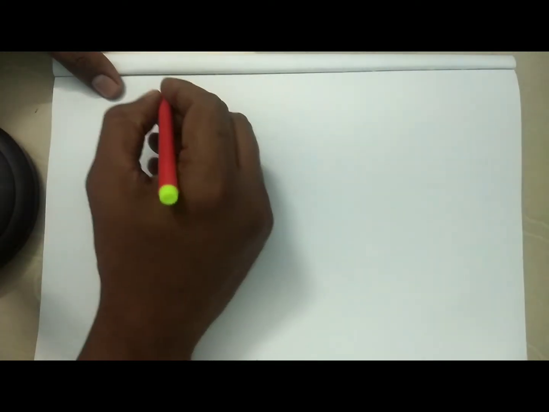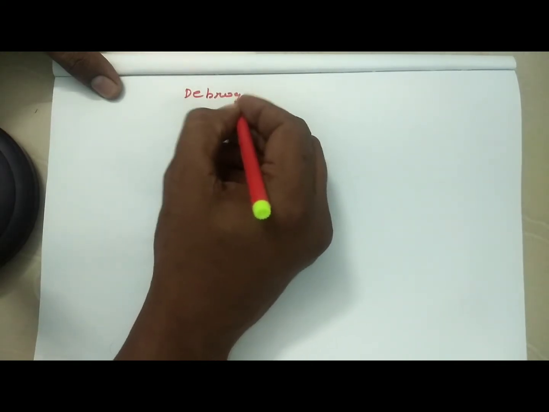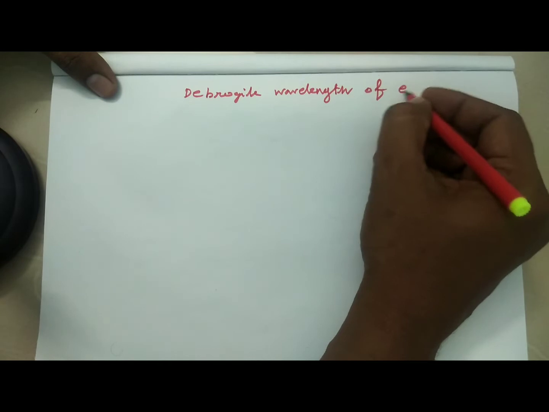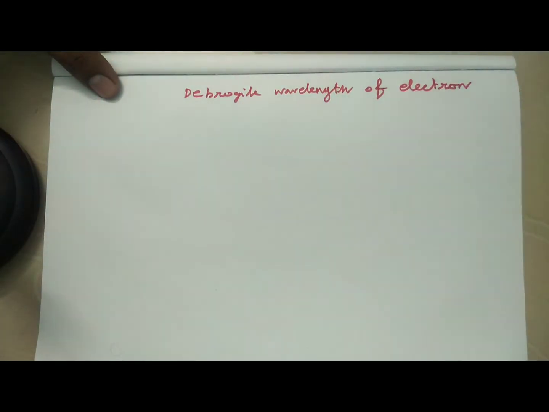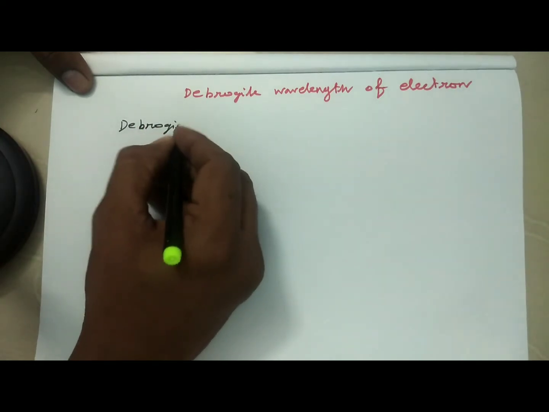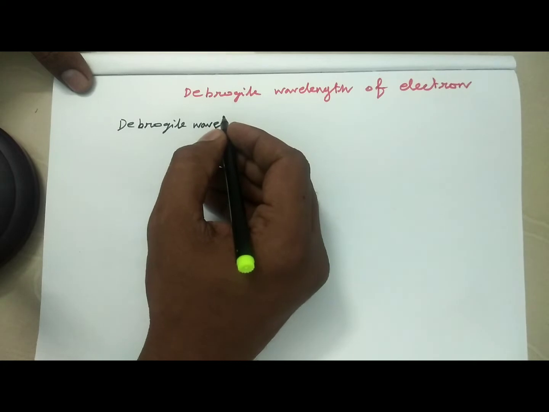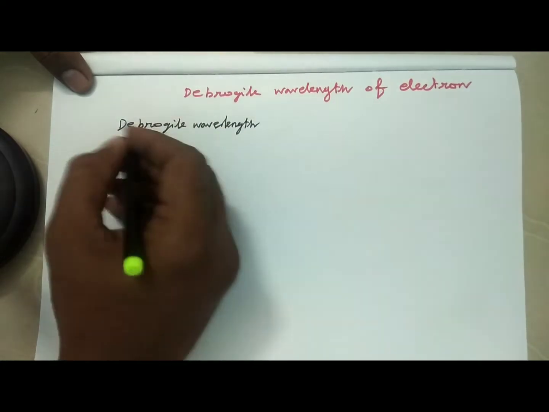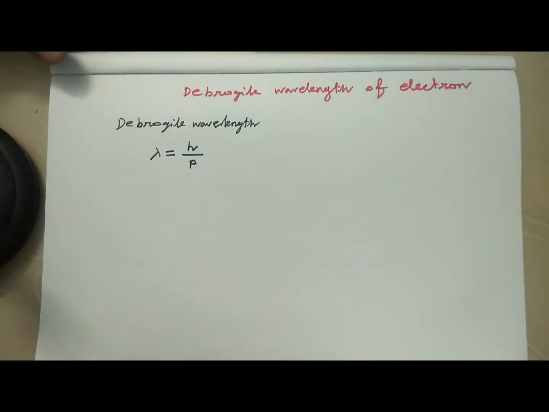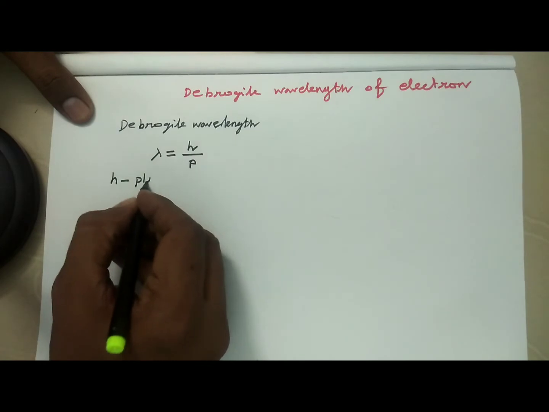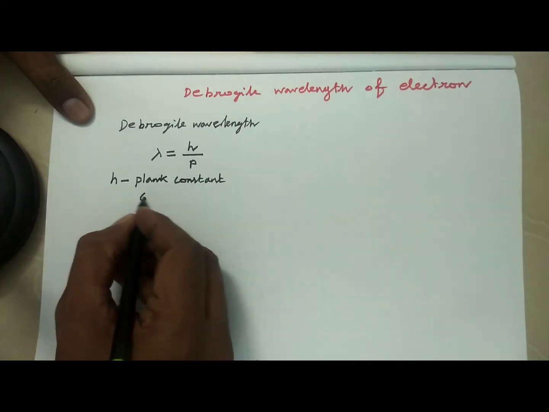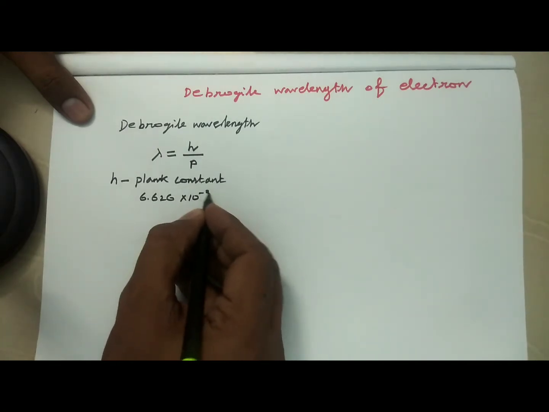De Broglie's wavelength of electron. De Broglie's wave. So de Broglie's wavelength: lambda is equal to Planck constant by momentum. We know h, the Planck constant, is 6.626 into 10 to the power of minus 34 joule-second.